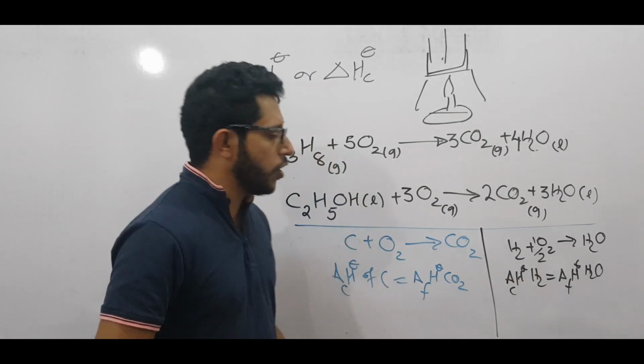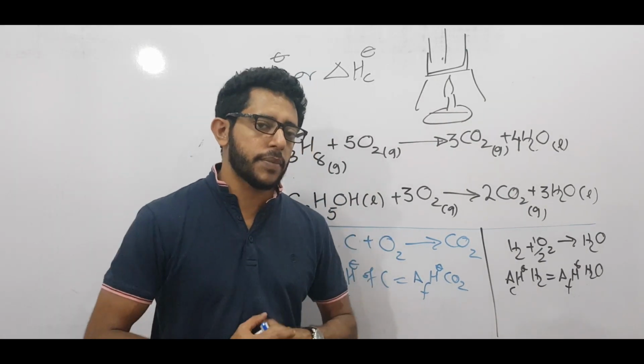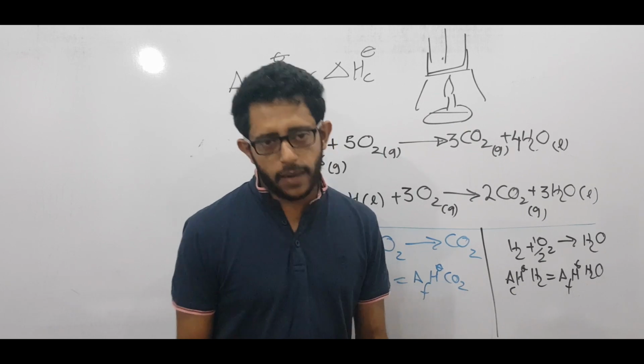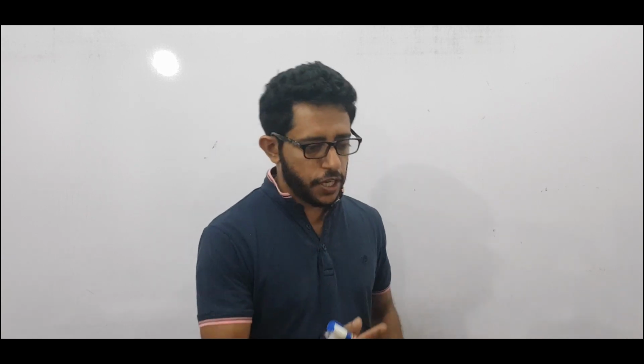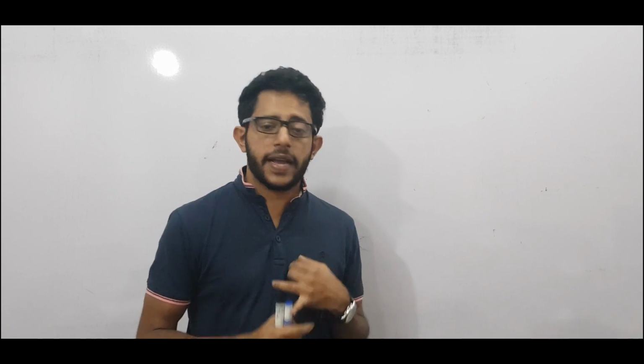But here I'm going to do 2 examples of how we can use the combustion enthalpy data to calculate the enthalpy change of a chemical reaction. Now, to calculate the enthalpy change using the combustion enthalpy data, again we can use 2 methods. We can use a Hess cycle or we can use the formula. So we'll see how we are going to construct the Hess cycle.